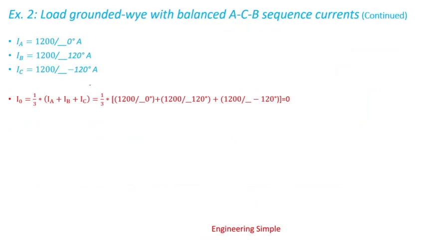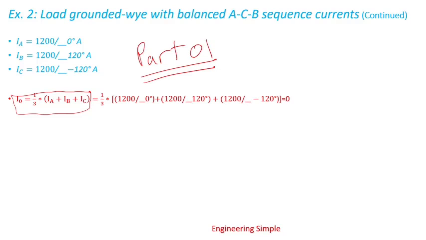So again, from the equation of zero sequence, I would recommend watching part 1 of symmetrical components, which shows how to use these equations. If I plug in the numbers, I get 0. So the zero sequence current is 0. That's because they are balanced.